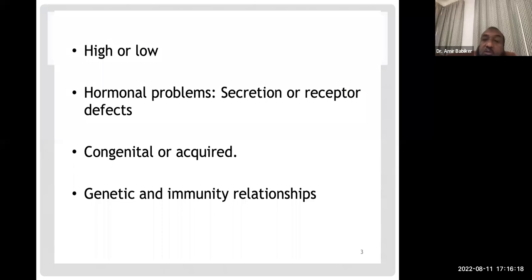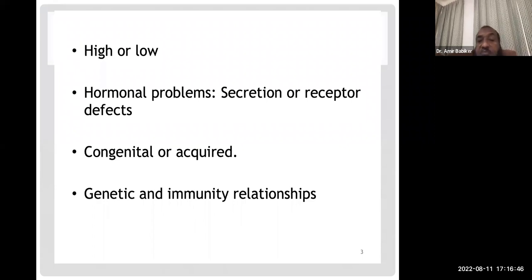And the hormonal problems can be secretory problems from the gland, or can be at the receptor level, as we just saw in the previous slide. We have the shooter and the target. So if you have a problem at the receptor level, then you have resistance. And if you have secretory problems, then you have deficiency, or you have a secretory problem in excess. So then you have a hyper condition of the endocrinopathy.